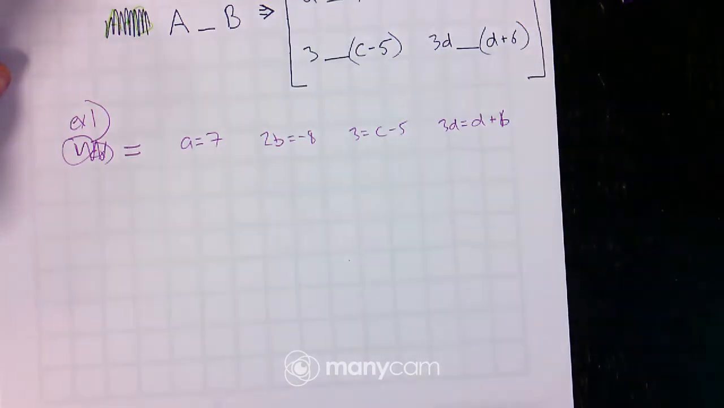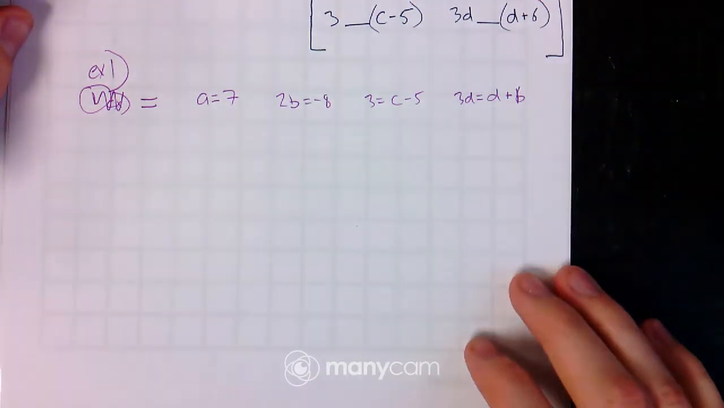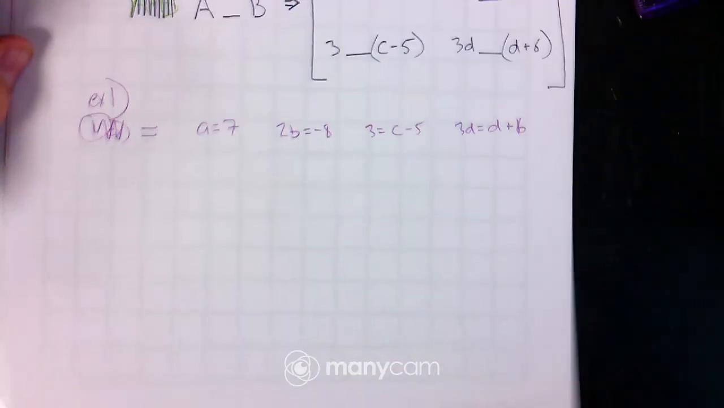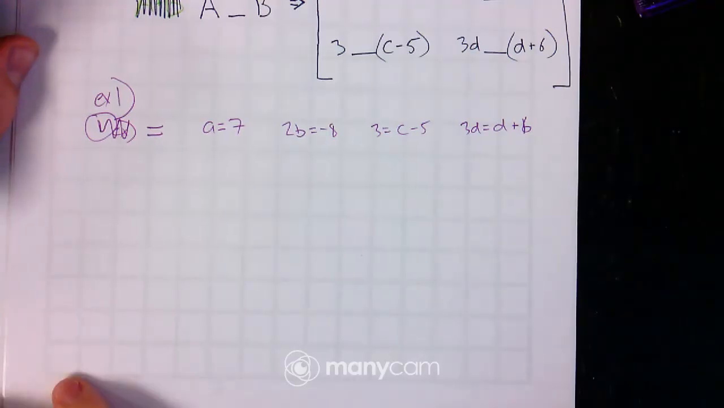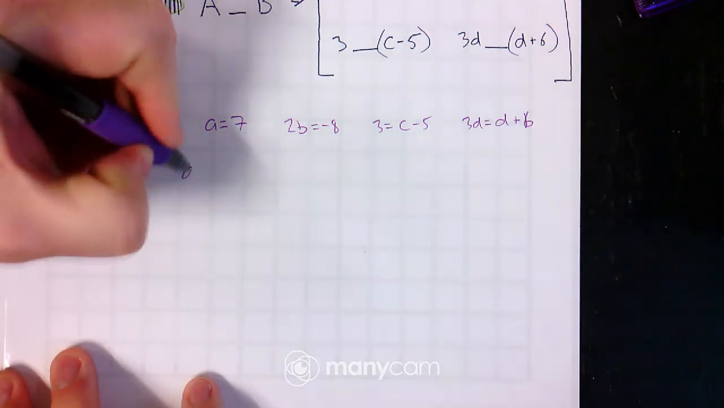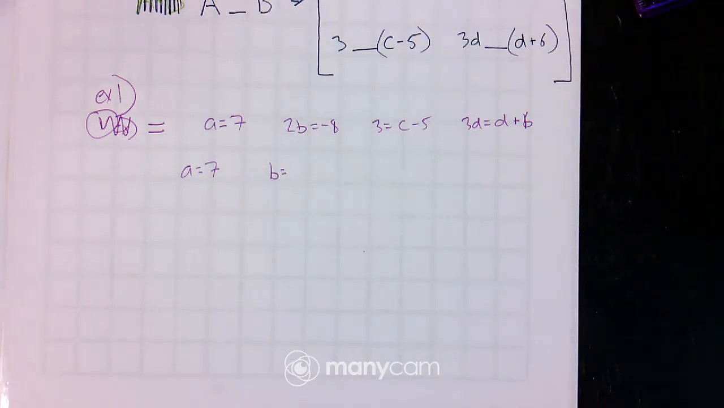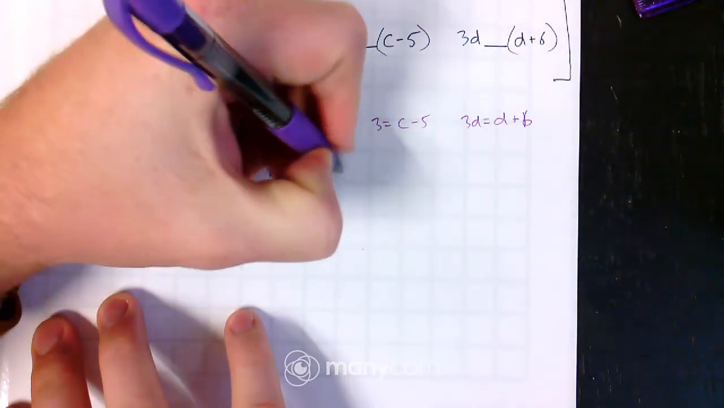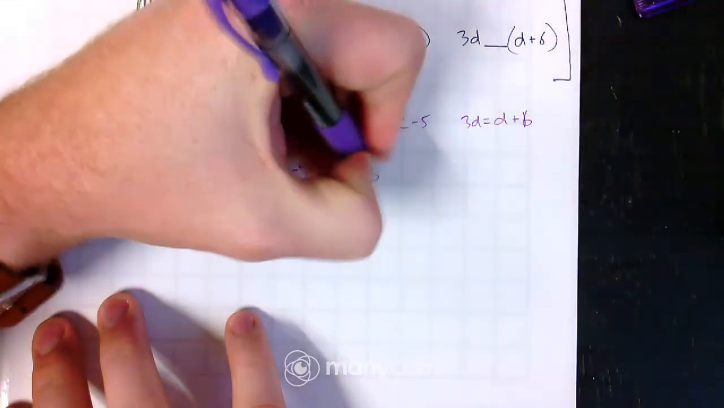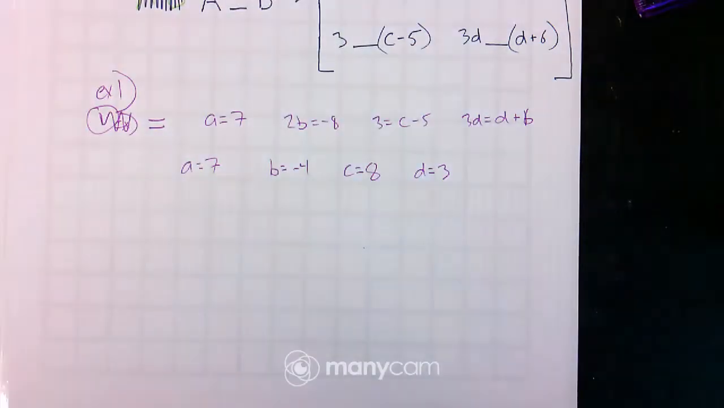Example number 1 is, oh, this is off, that's why. There we go. So now I just solve. I'm going to solve for each variable. That's what it's asking. So I would do a equals 7. That's my answer. B equals negative 4. C equals 8. D equals 3. Follow the train of thought here?